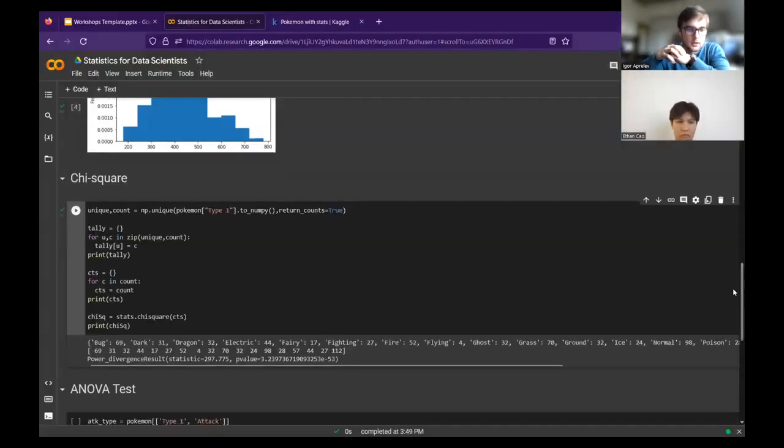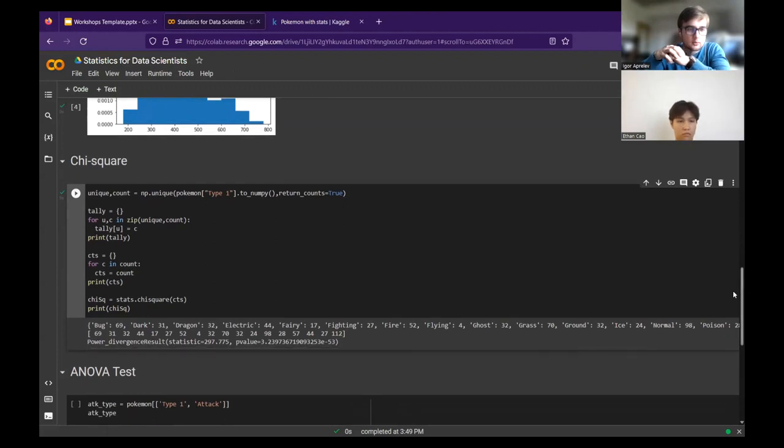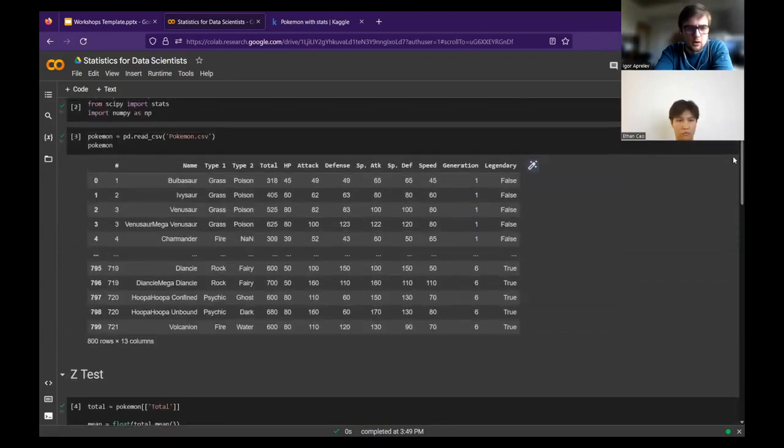All right. Yeah, so I pulled out, using some NumPy libraries, the type one column from the data frame above. If you want to just show that real quick, it's basically just all of the different types. Yeah, all the different kinds of Pokemon. We have grass, fire, psychic, etc.